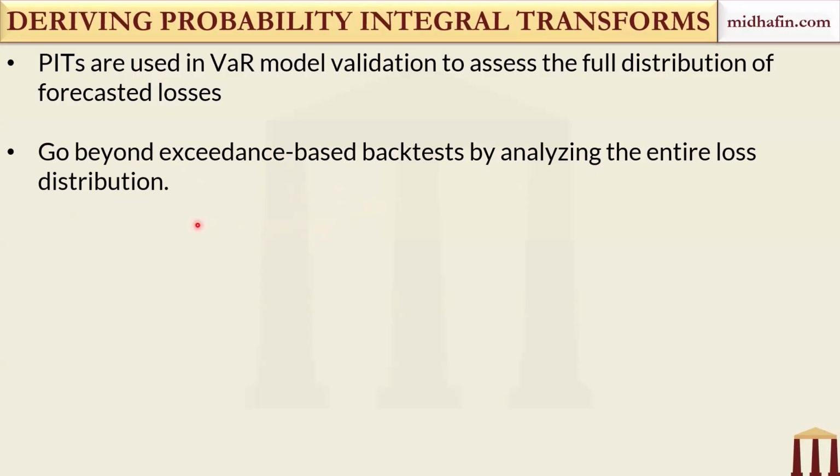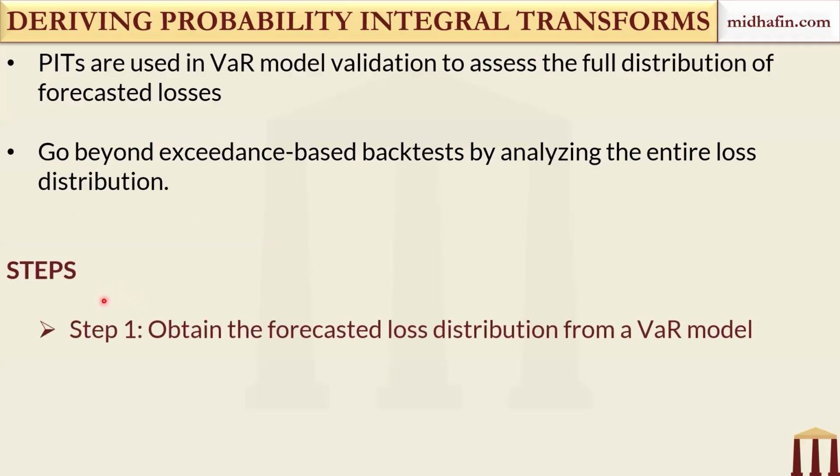So instead of asking, did the loss cross the line? Okay. Now what we ask is, where exactly in the distribution did the loss fall? Okay. So let's break this down into steps. So what is step one? Step one is to obtain the forecasted loss distribution from a VAR model. Okay, this comes directly from your VAR model, whether it's based on historical simulation, parametric assumptions, or Monte Carlo. At each time, the model will give you a forecast, not just a single number, okay, but a full probability distribution of potential outcomes.